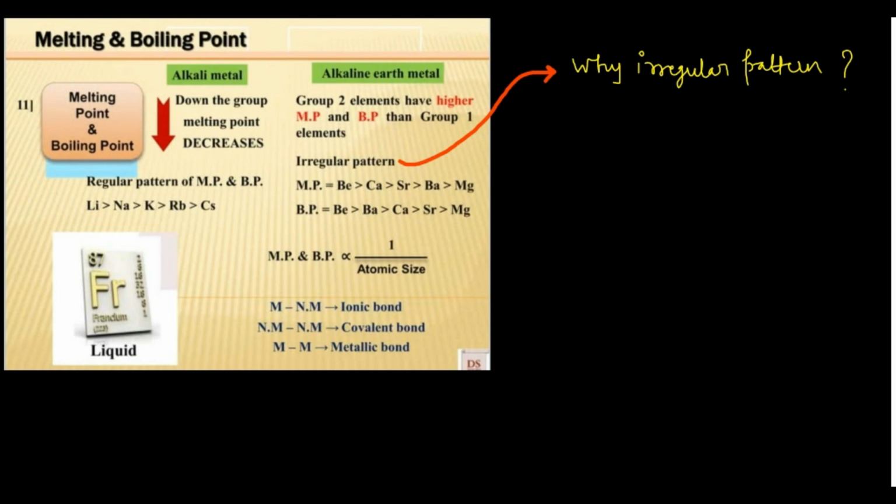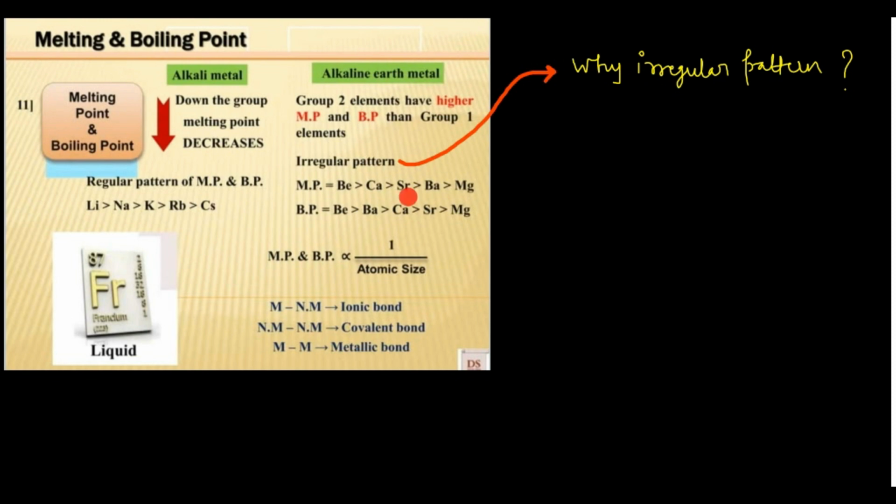This is quite fine. But here, you can see the melting point of beryllium. After beryllium, there comes the calcium. There is no place for the magnesium. And then strontium, barium, and the magnesium goes last. And similarly, if you see the boiling point, then beryllium. After beryllium, you have the barium, and then calcium, and then this one. So the pattern is not regular in that case.